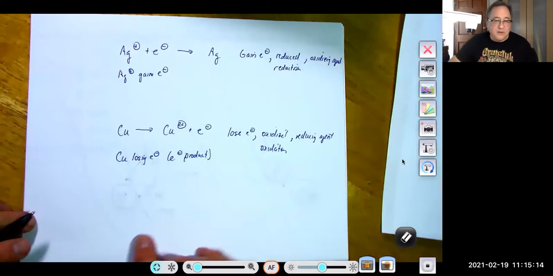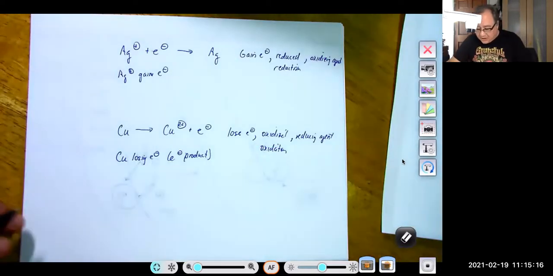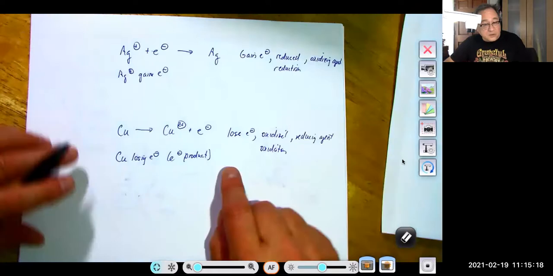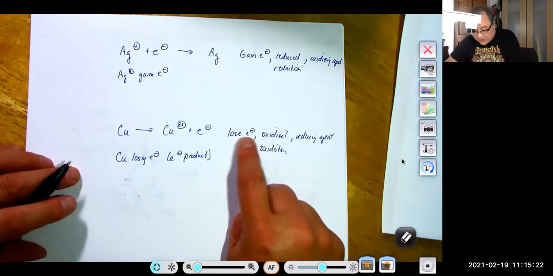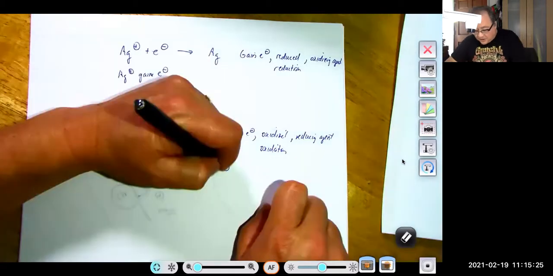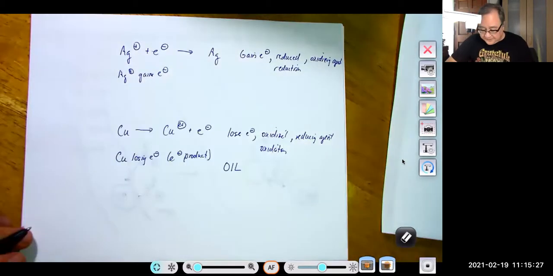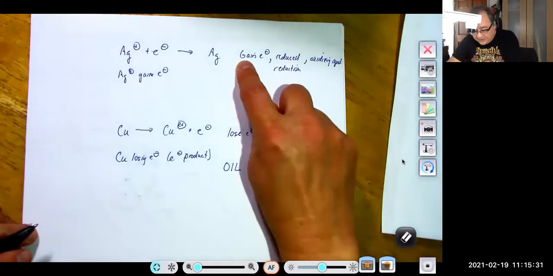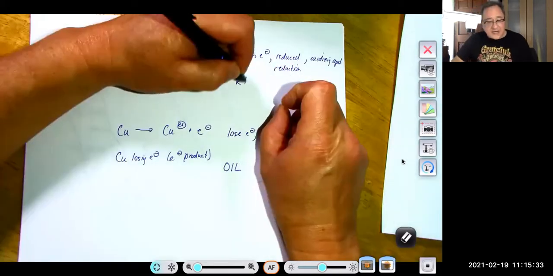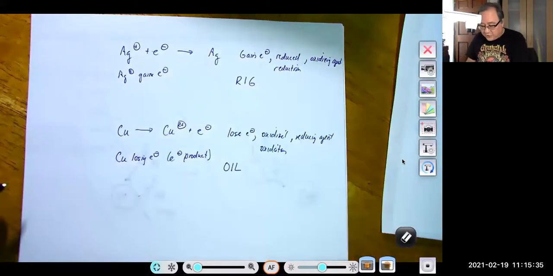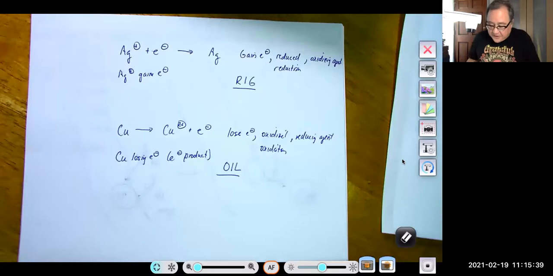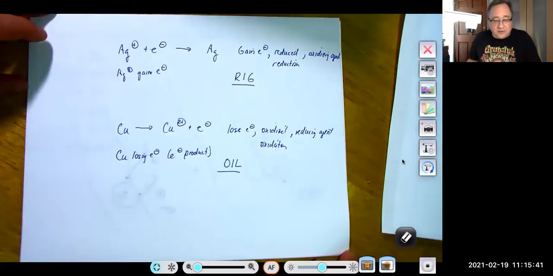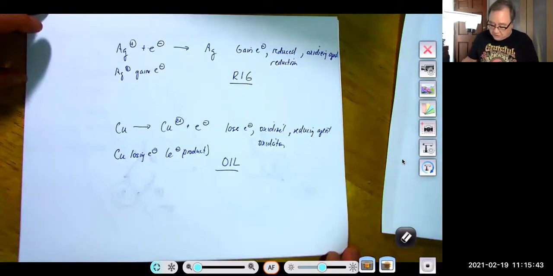And a good way to remember this are two terms. So I'm going to start with this one. Oxidation is losing electrons. Reduction is gaining electrons. And you put these two words together and you get oil rig. Like those things that you find in the Gulf of Mexico where they're drilling for oil. You got an oil rig.